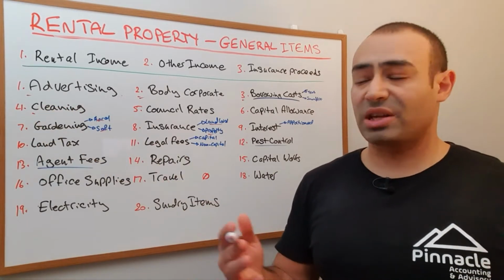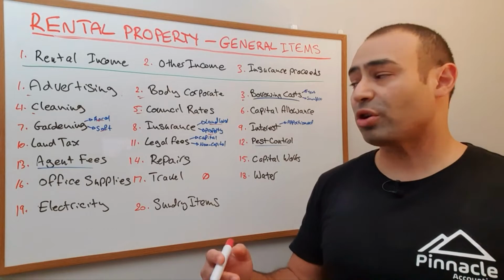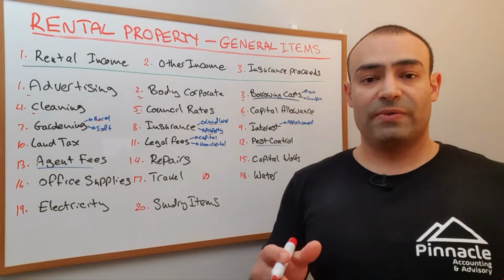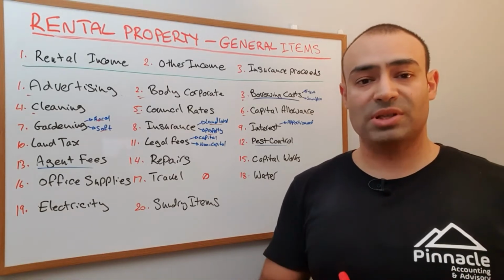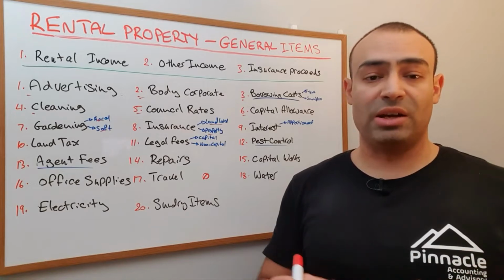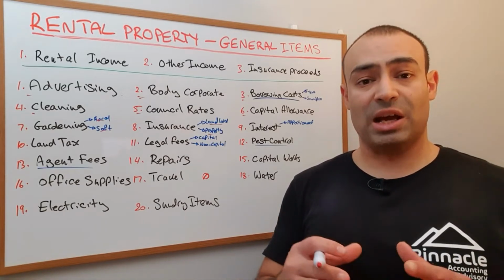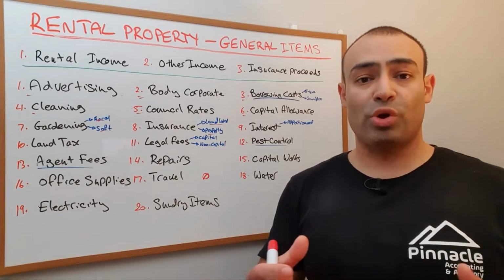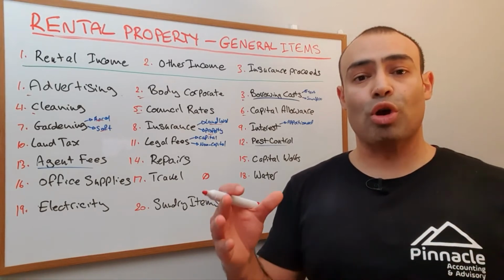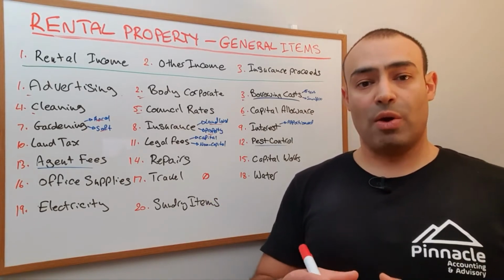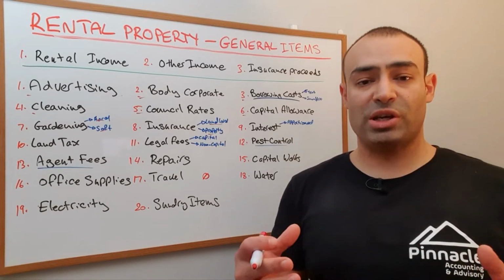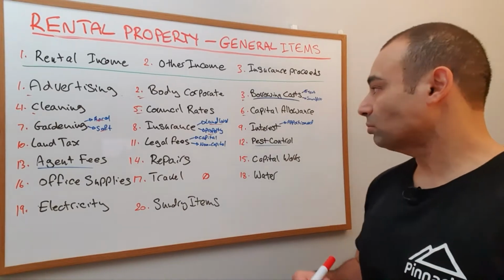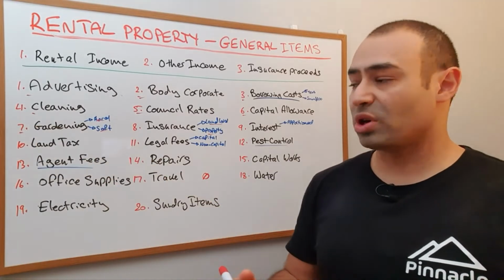Next is cleaning costs. That's fairly straightforward. Council rates are also fairly straightforward. Then you have capital allowances, and that's the depreciation on asset items. For example, an air conditioning unit, a washing machine, where it has a useful life, and then the expenditure associated with acquiring that item is spread out over the asset's useful life. Now, we've spoken previously about a depreciation report and how that works, so we'll link that to this video or in the comments. Next, we'll move on to gardening.